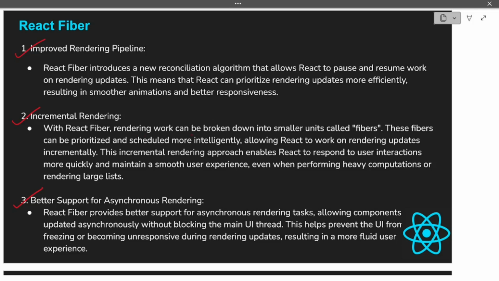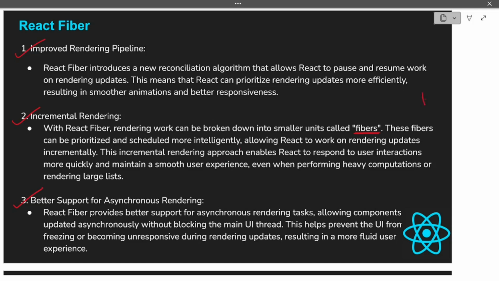With React Fiber, rendering can be broken down into smaller units called fibers. This is very important, because this is what gives React Fiber its name. These fibers can be prioritized and scheduled more intelligently, allowing React to work on rendering updates incrementally. This incremental rendering approach enables React to respond to user interactions more quickly and maintain a smooth user experience even when performing heavy computation or rendering large lists.